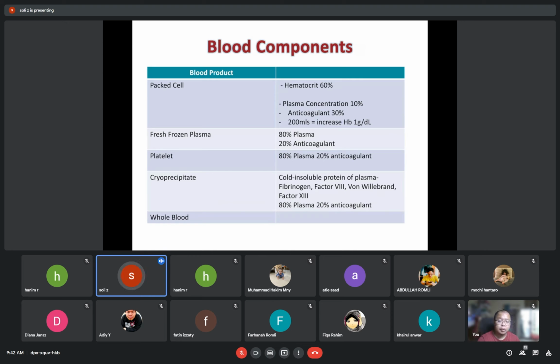So in the blood bank there are blood components, which are packed cell, fresh frozen plasma, platelet, cryo and whole blood. Packed cell we usually use to increase Hb. FFP we usually look at the prothrombin time, for coagulopathy. Platelet is the one that we want to replace platelets, and cryo is for clotting factors.